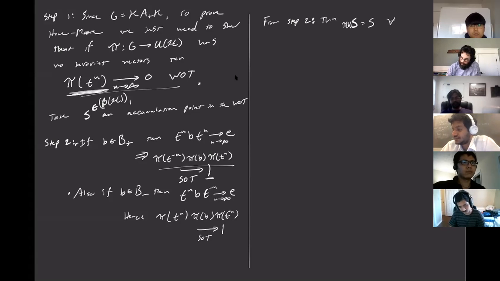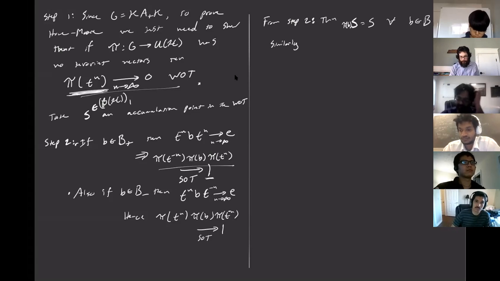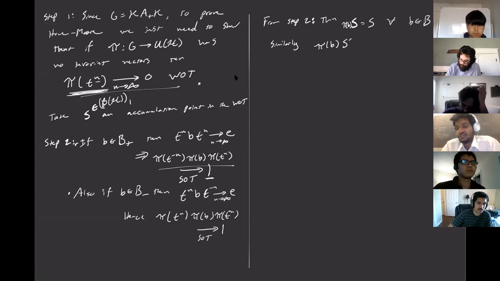So this is for all B in B plus. And similarly, by replacing the positive powers with the negative powers and replacing S with S star, we get that pi B of S star is equal to S star for all B. So this is for all B in B minus.